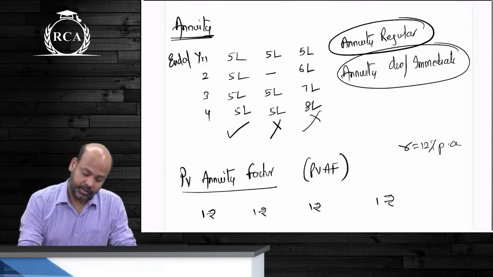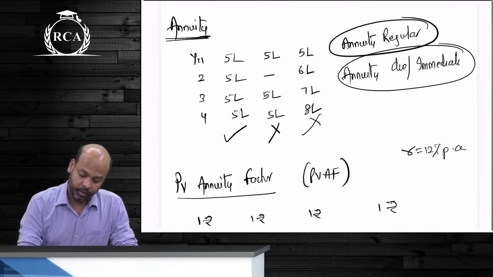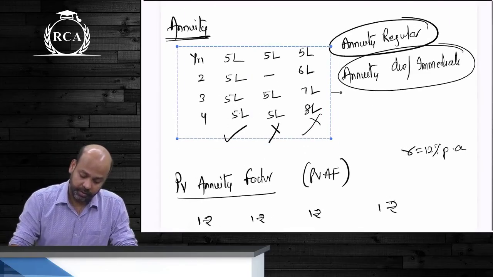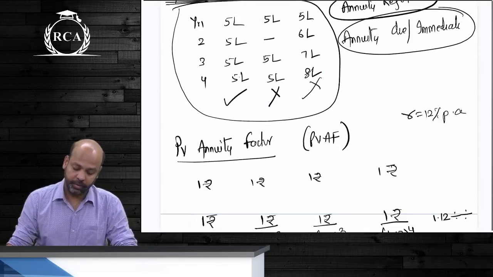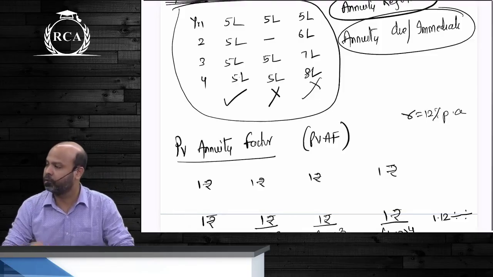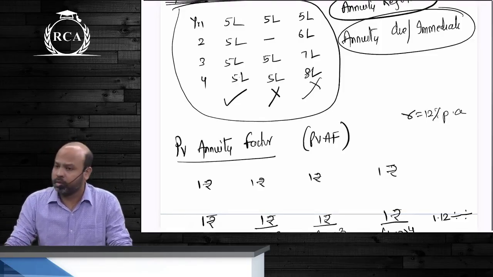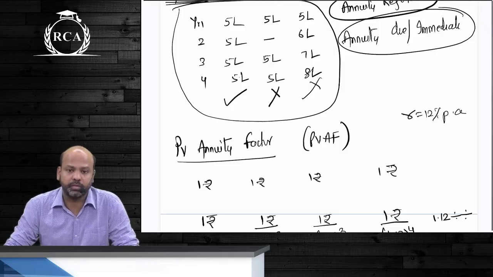Next, write year 1 2 3 4. Copy the same example. The first one, this part, will be annuity. The second one will not be an annuity. The third one is not an annuity. Your cash flows for years 1 2 3 4 are given as 5 lakhs, and then 5 0 5 5 5 6 7 8.